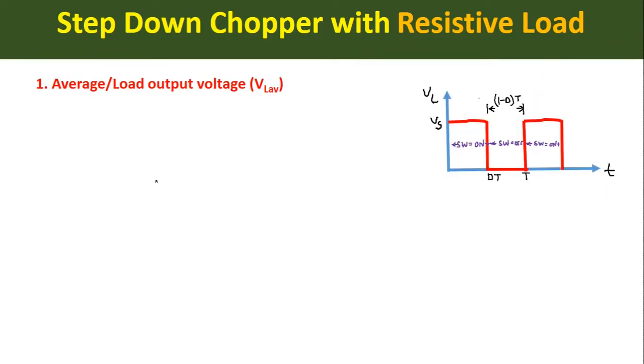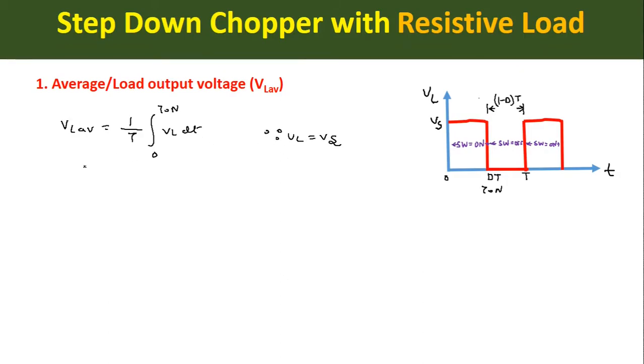Now we will see the derivations for the step down chopper with resistive load. First one is average or load output voltage represented by VL average. From this waveform we can see that we are getting the output from 0 to T on. Therefore we can integrate for the average output voltage from 0 to T on. Therefore the average output voltage or load voltage VL average will be equal to 1 upon T integration from 0 to T on of VL dt. In this on period we are getting VL is equal to Vs.